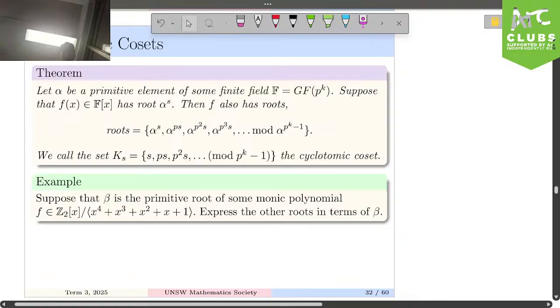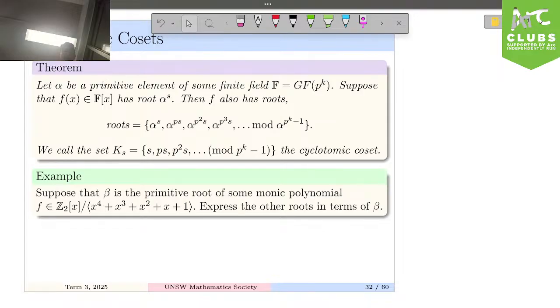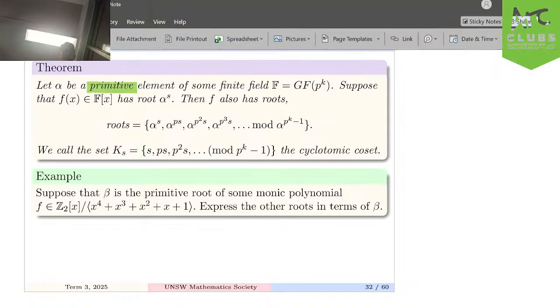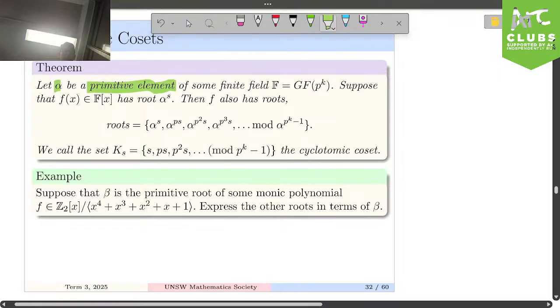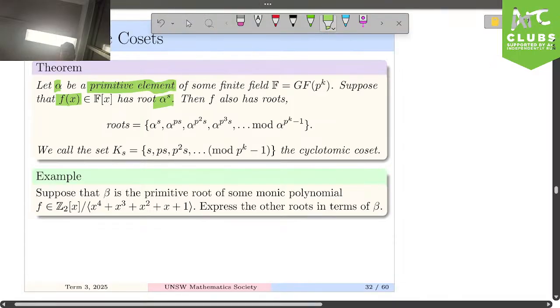Cyclotomic cosets. This is our third thing, and then we can go and start looking at a problem. Let alpha be a primitive element of some finite field. Suppose that f has root alpha to the s. So we have a primitive polynomial. Alpha is a primitive element of some finite field, and suppose that f has a root alpha to the s.